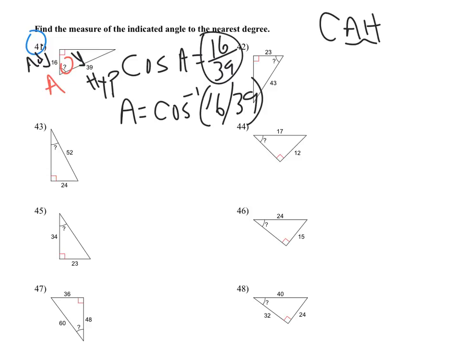16 over 39. 16 divided by 39, then hit equals on your calculator, and A is approximately, and now this one says round to the nearest degree. Many times with angles we go to the nearest degree, but the last set of problems said go to the nearest tenth. So we're going to say that's about 66 degrees if you do that on your calculator.